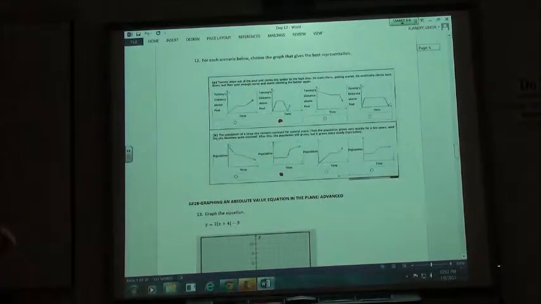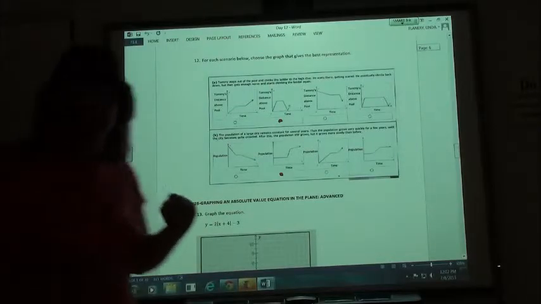So picking out which graph looks like the best one is based on whether it's increasing, decreasing, or constant. What is my story telling me?